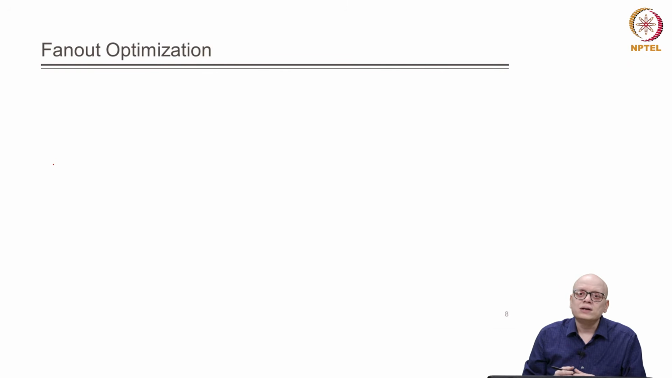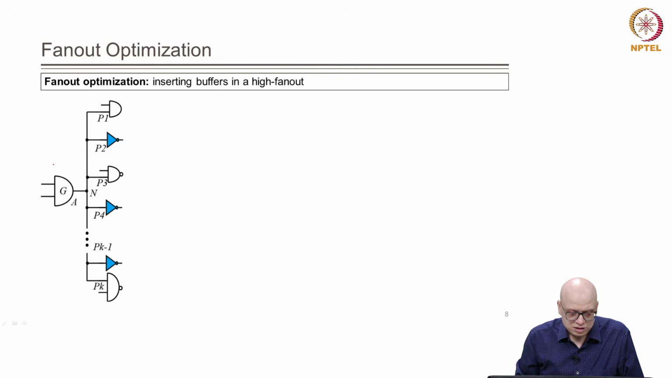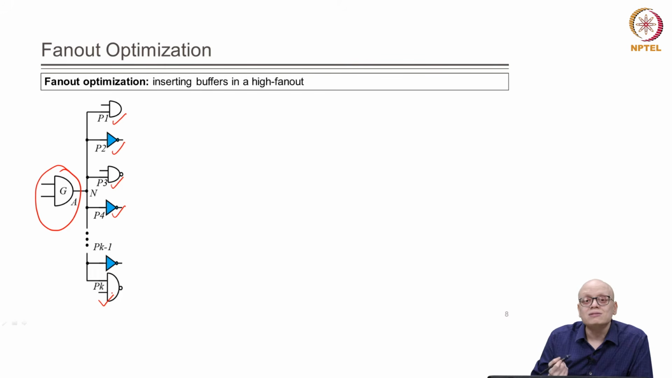Now, let us look into another optimization, which is known as fan out optimization. In fan out optimization, what we do is that we insert buffers in high fan out nets to improve the timing or other characteristics of our design. Suppose this was our circuit. There is a gate G, in which the output is driving many logic gates. Suppose there were k pins which were driven by this logic gate G.